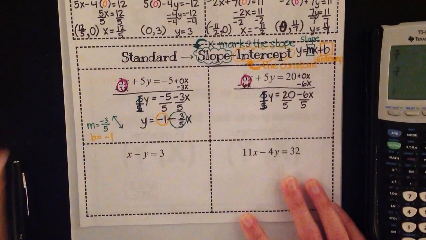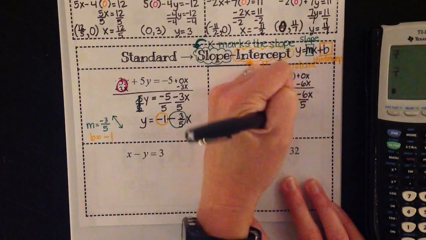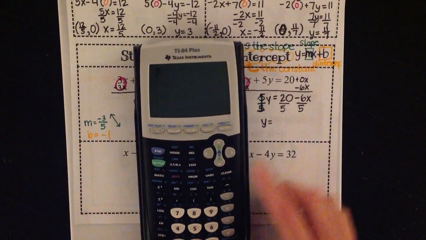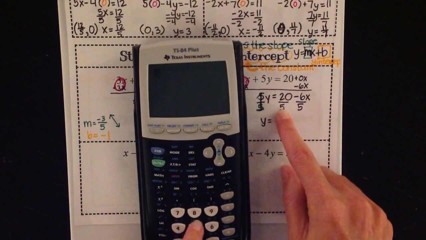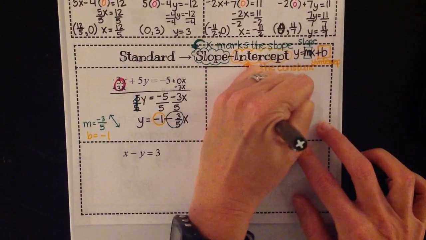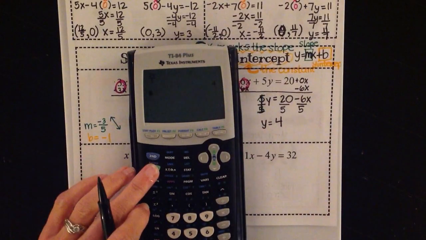So I want 1y. So I've got y equals 20 divided by 5. Let's go ahead and do that math in my calculator. So I'm going to type it in as a fraction. I've got a positive 20 over a positive 5, and that is equal to 4. And now I'm going to type in my next division.